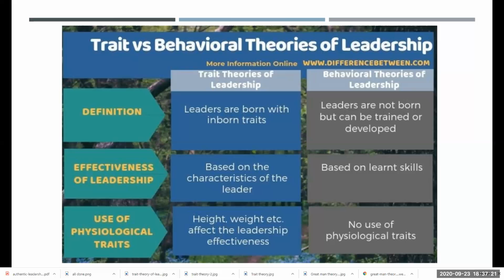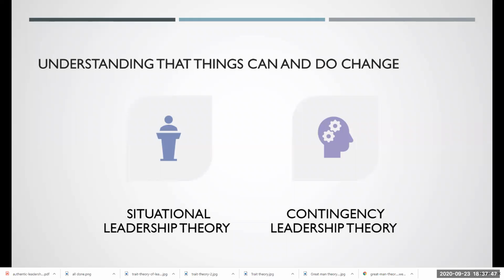When it comes to the behavioral theories, they throw this out the window, and they conclude that there are no physiological traits that matter, whether you're tall, short, big, small, white, black, orange, purple, it doesn't really matter. As long as you can learn the right behaviors of leadership, then you yourself can be an effective leader. So we can see how the behavioral theories are much more empowering to people than the trait theories would be.